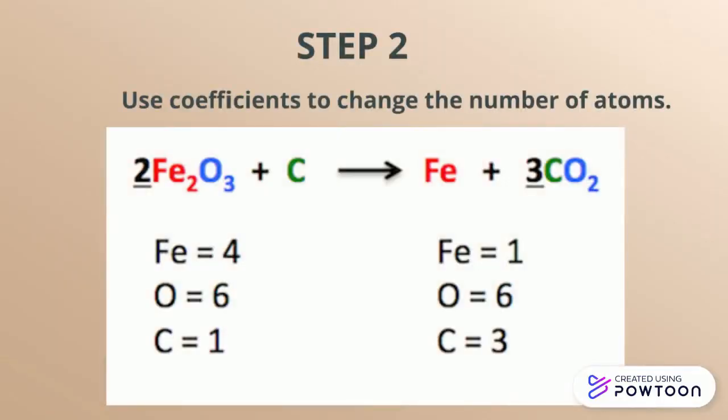Step 2. Use coefficients to change the number of atoms. So we write a coefficient of 2 before ferric oxide and a coefficient of 3 before carbon dioxide so that we can make the number of oxygen atoms equal.